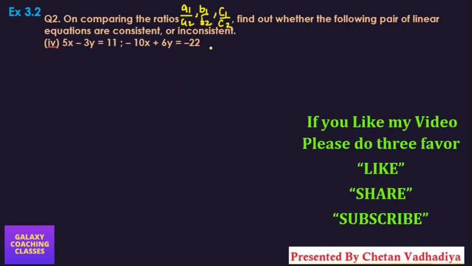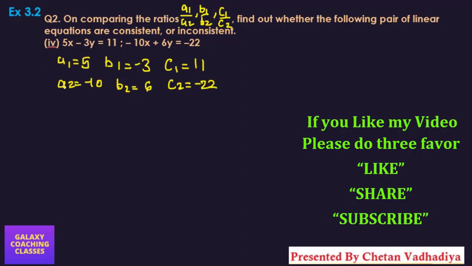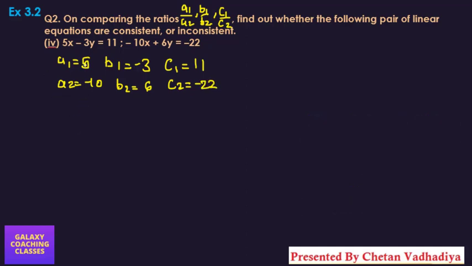Question number 4. Again you need to find out a1, that is 5, b1, that is minus 3, and c1, that is 11. Now for a2 you will get minus 10, b2 that is positive 6, and c2 that is minus 22. You can see, so please be careful about signs, guys. a1 upon a2 is 5 by minus 10. So 1 by minus 2, or you can take this minus sign in the numerator.